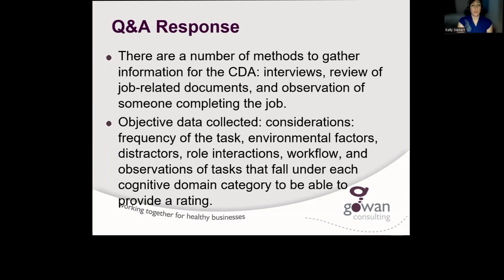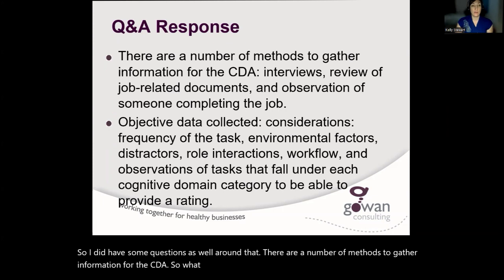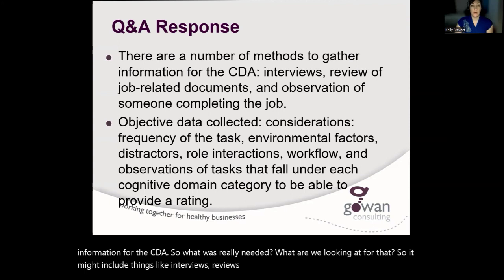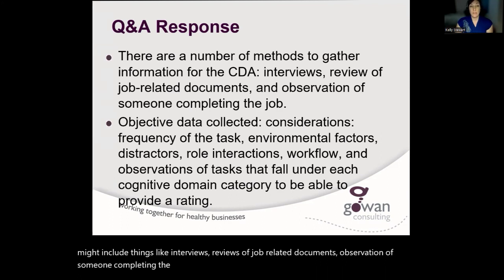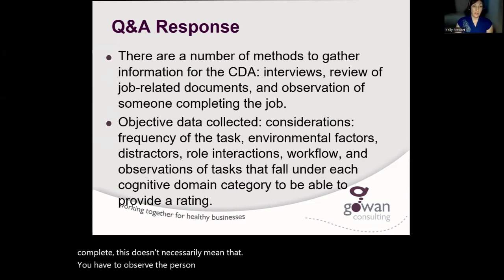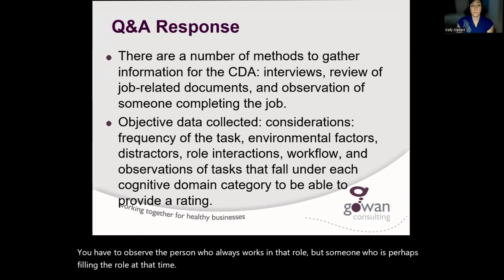So I did have some questions as well around that there are a number of methods to gather information for the CDA. So what was really needed? What are we looking at for that? So it might include things like interviews, reviews of job-related documents, observation of someone completing the job. So depending on the purpose that you've been requested to complete this, it doesn't necessarily mean that you have to observe the person who always works in that role, but someone who is perhaps filling the role at that time may be appropriate.